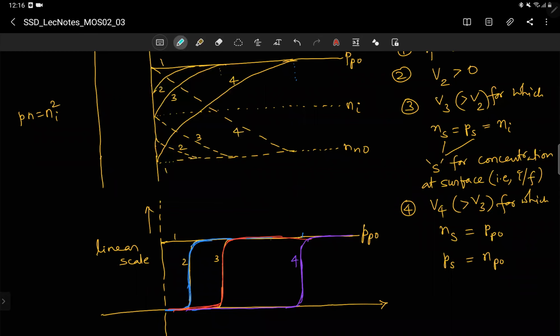So how will you show the electron concentration for 4? It starts at Pp0, and then it quickly goes down to 0 like this. Okay. So this is the electron concentration here. Rest all are hole concentration. Okay, this is the hole concentration.